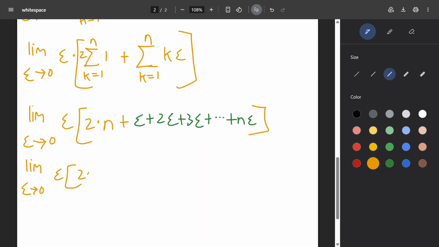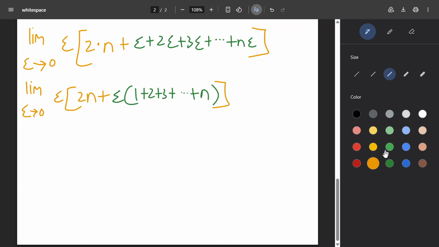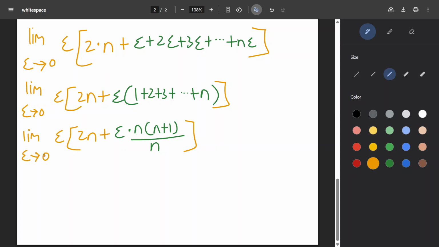Let's actually factor out an epsilon here and see what happens. So this becomes epsilon times 1 plus 2 plus 3 plus ... n. So hopefully you remember that the sum of the first n natural numbers, starting from 1 and ending at n, is just equal to n times n plus 1 over 2. And I believe this was discovered by a man named Gauss a long time ago. Epsilon, limit as epsilon approaches 0. Perfect.